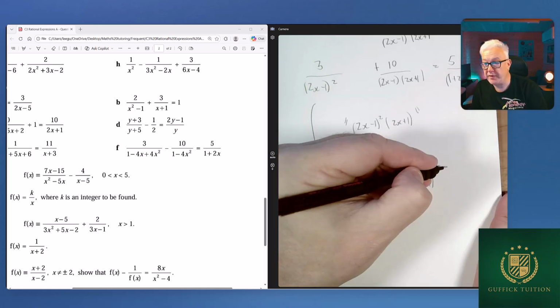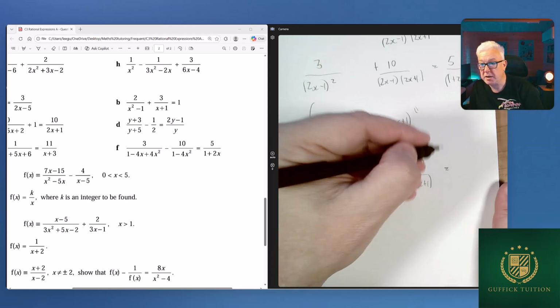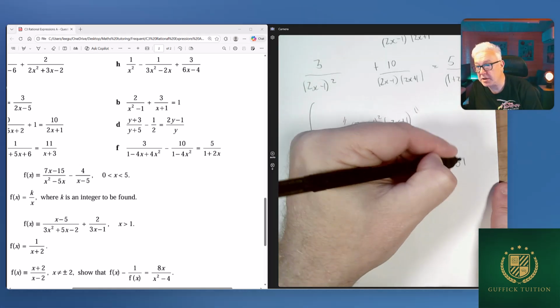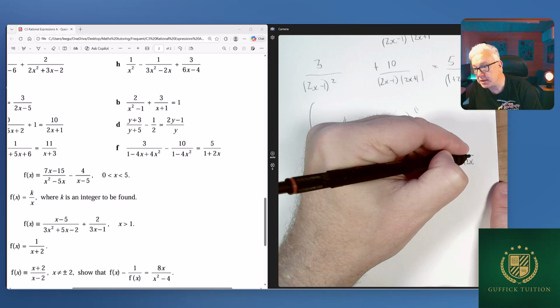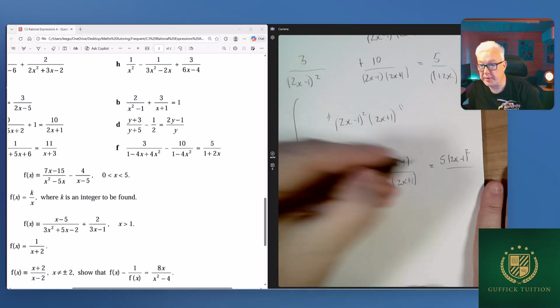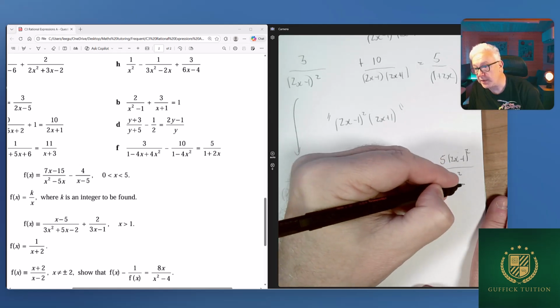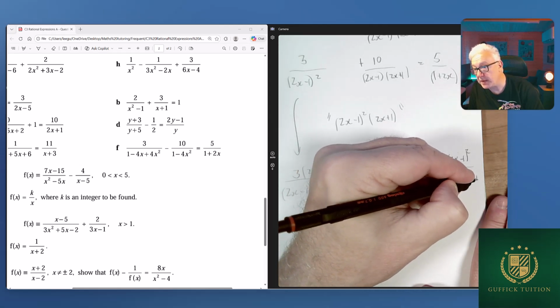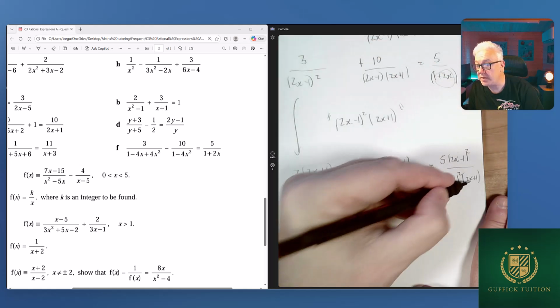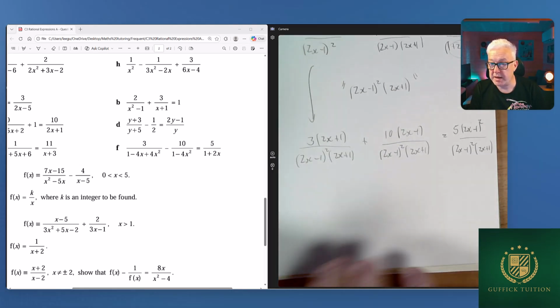And then over here on the right hand side, we're missing the 2x minus 1 squared. So we're going to have 5 times by 2x minus 1 squared, and that's going to give us the same denominator then of 2x minus 1 squared times by 2x add 1. Just change the order in which that's written to make it consistent. So that's looking really good now. Everything's over the same denominator.